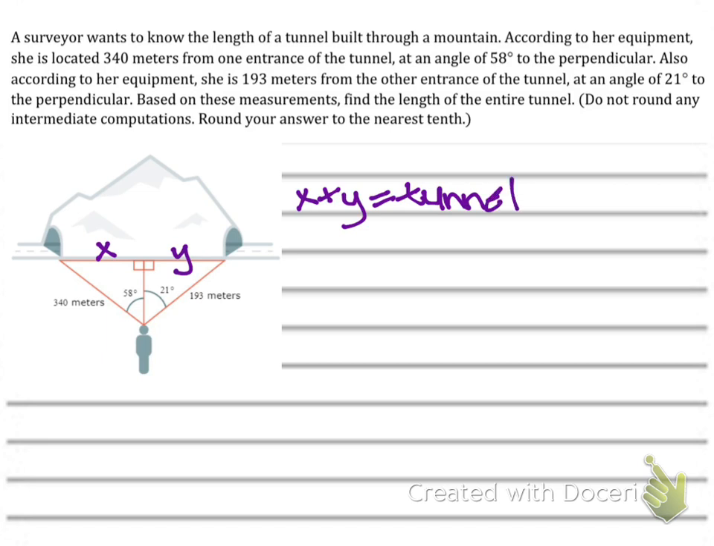So if I'm looking for x, let's see, again, we're not using tangent here, sorry. We're going to use what? Sine. So we'll have the sine of 58 is x over 340. So x is 340 sine 58.